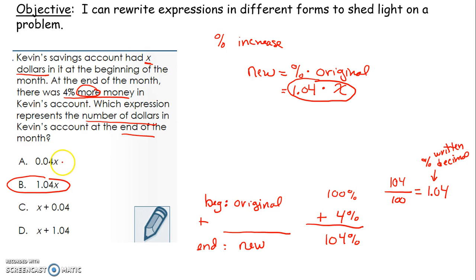They put this other answer in because that would represent the amount to tack on, but not the overall total. And they want to know how much is in his account total at the end of the month. This would be like you take your original amount and you tack on 4 cents. Well, no, 4% is going to be 4 cents on every dollar. So you're going to get a lot more than 4 cents in that account. This would be your beginning amount and you get $1.04 added on. And they want a percentage tacked on, and so we fall back on our percent equation.